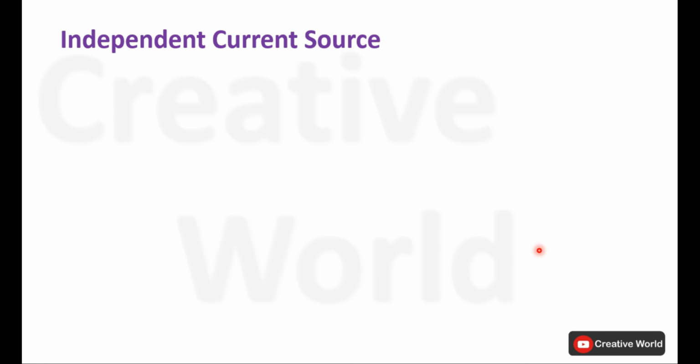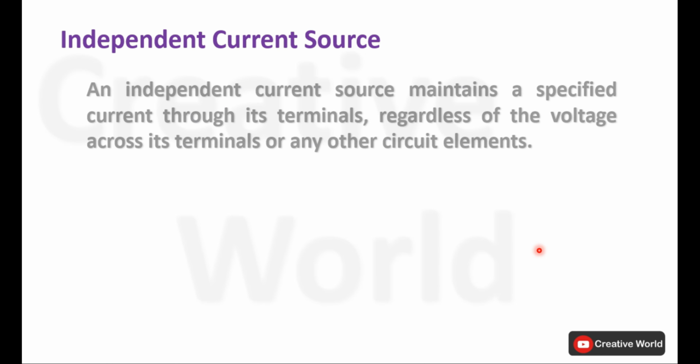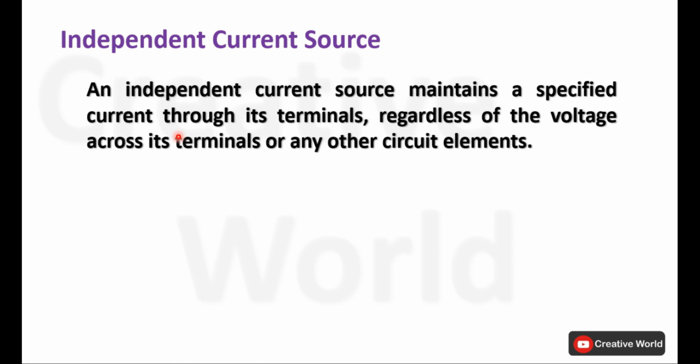The first one is independent current source. The definition of this element is: an independent current source maintains a specified current through its terminal, regardless of the voltage across its terminal or any other circuit elements.